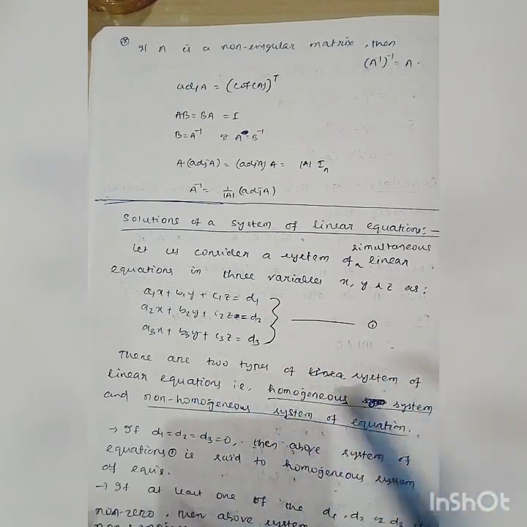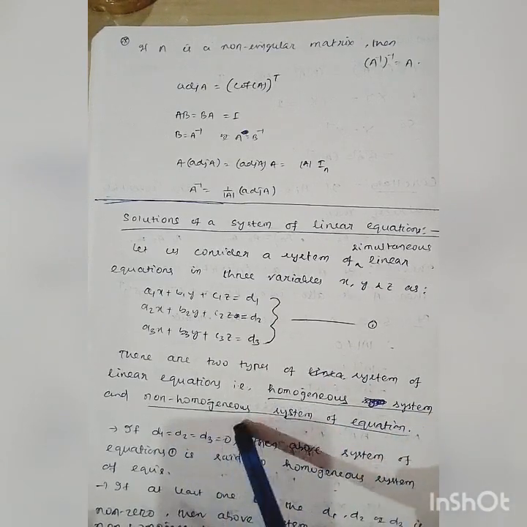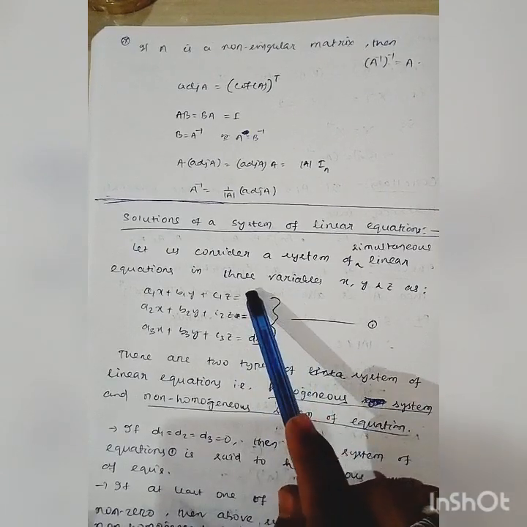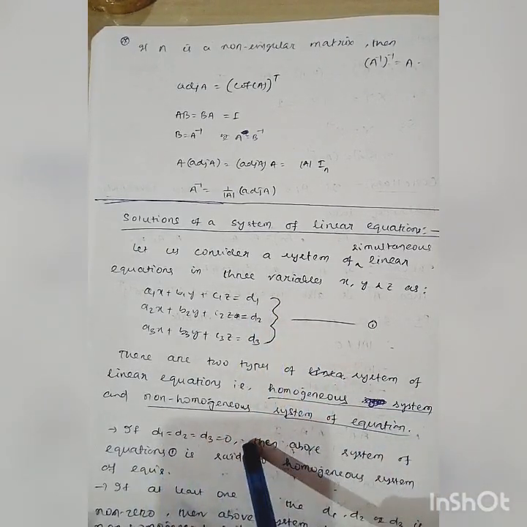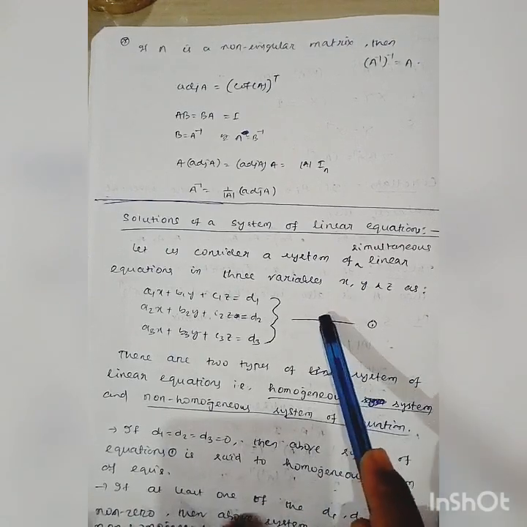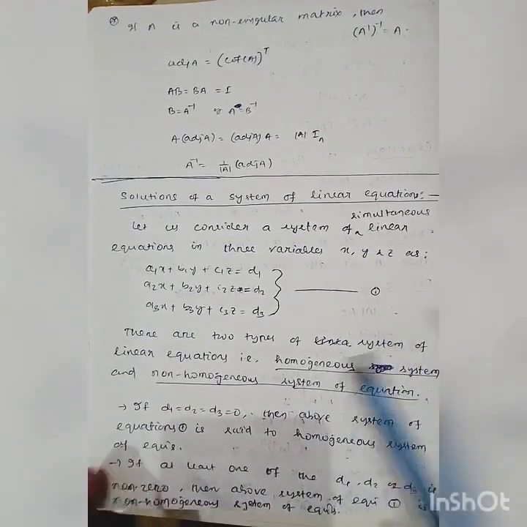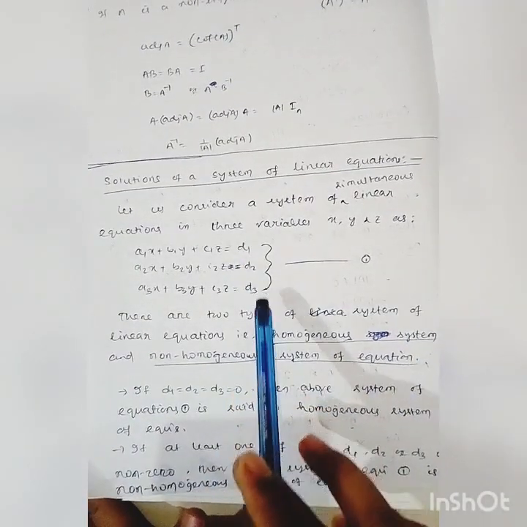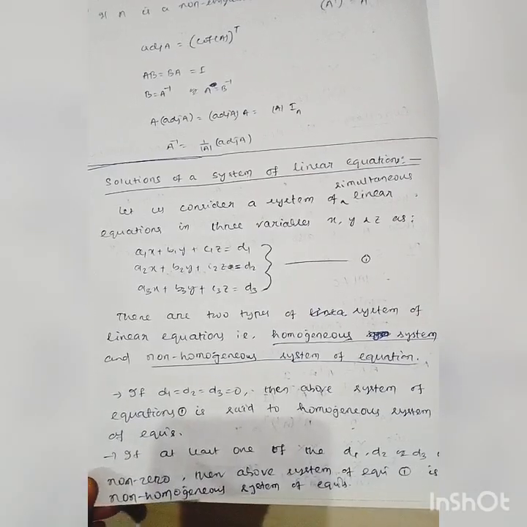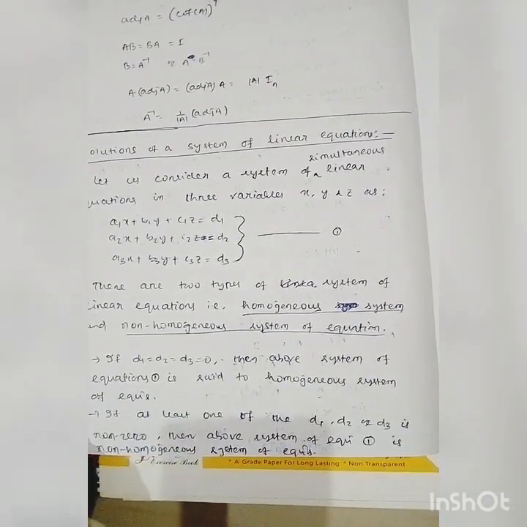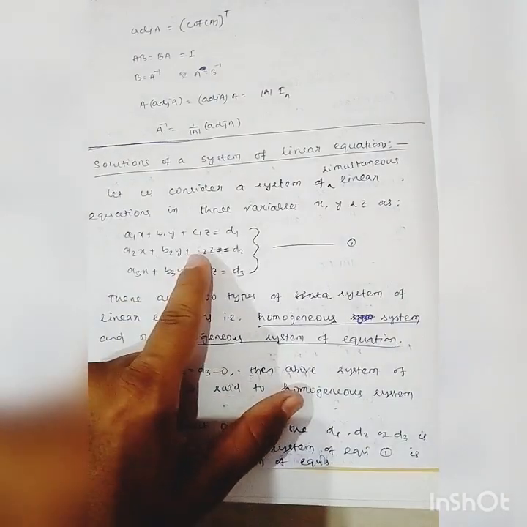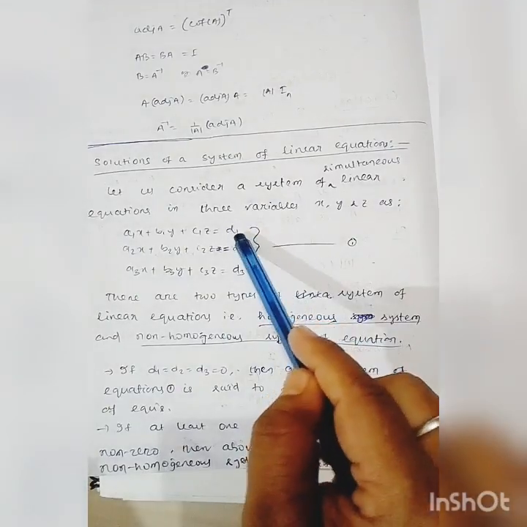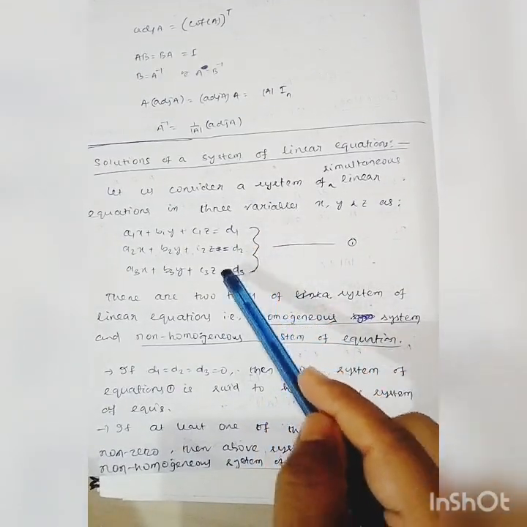There are two types of system of linear equations, that is, homogeneous system and non-homogeneous system of equations. If the constant terms on the right side are all 0, that is, if d1 equal to d2 equal to d3 equal to 0, then the above system of equations, equation 1, is called a homogeneous system of equations. If at least one of d1, d2, d3 is non-zero, then it is called a non-homogeneous system of equations. If the constant terms on the right side are 0, it is homogeneous. If at least one of them is non-zero, it is non-homogeneous.